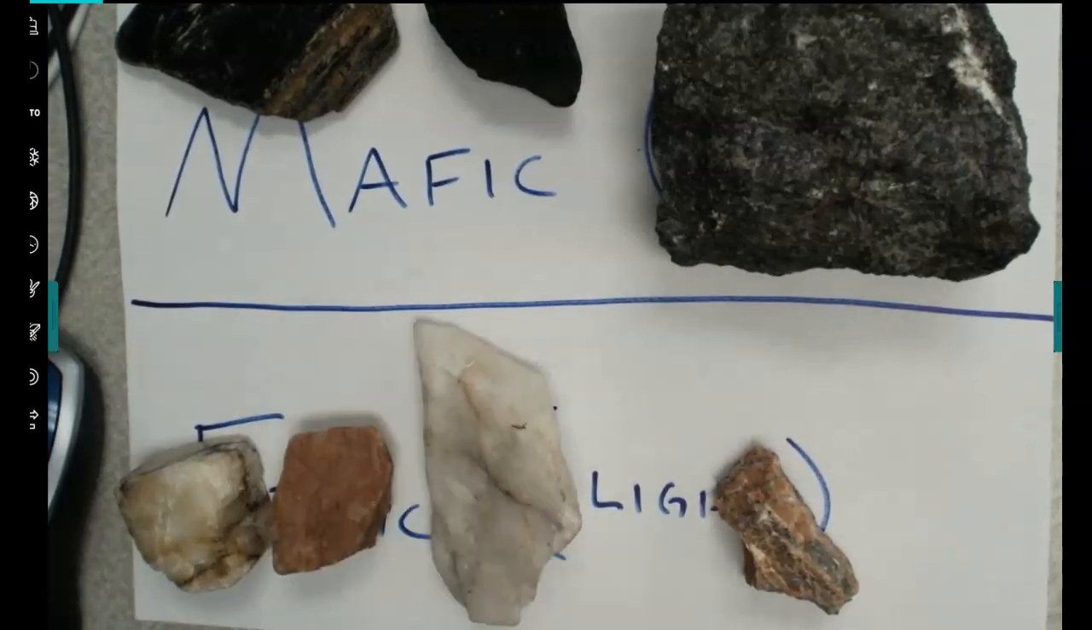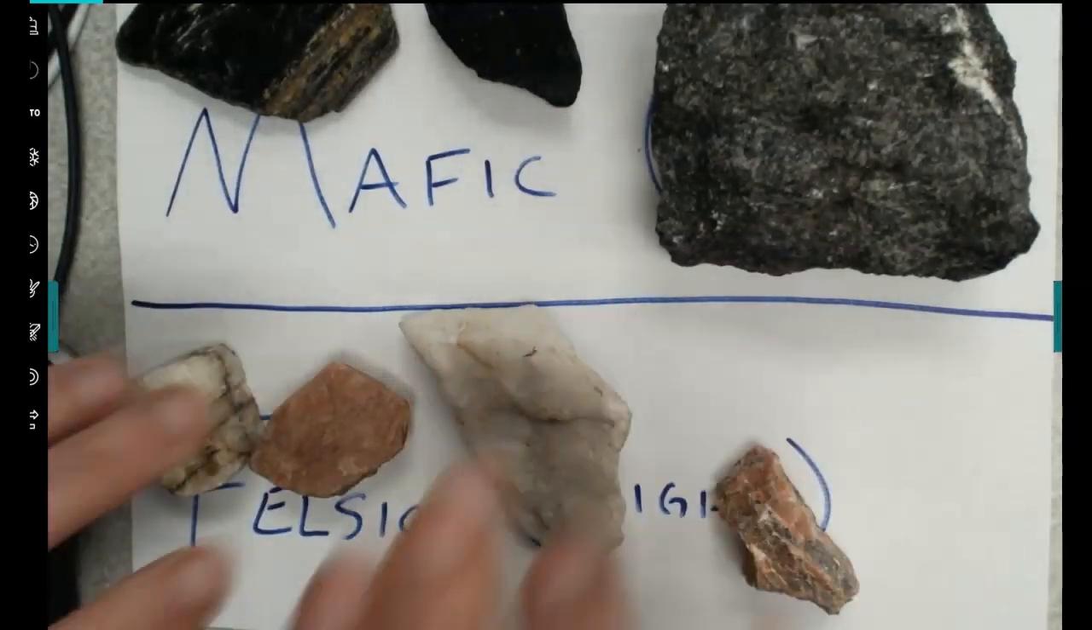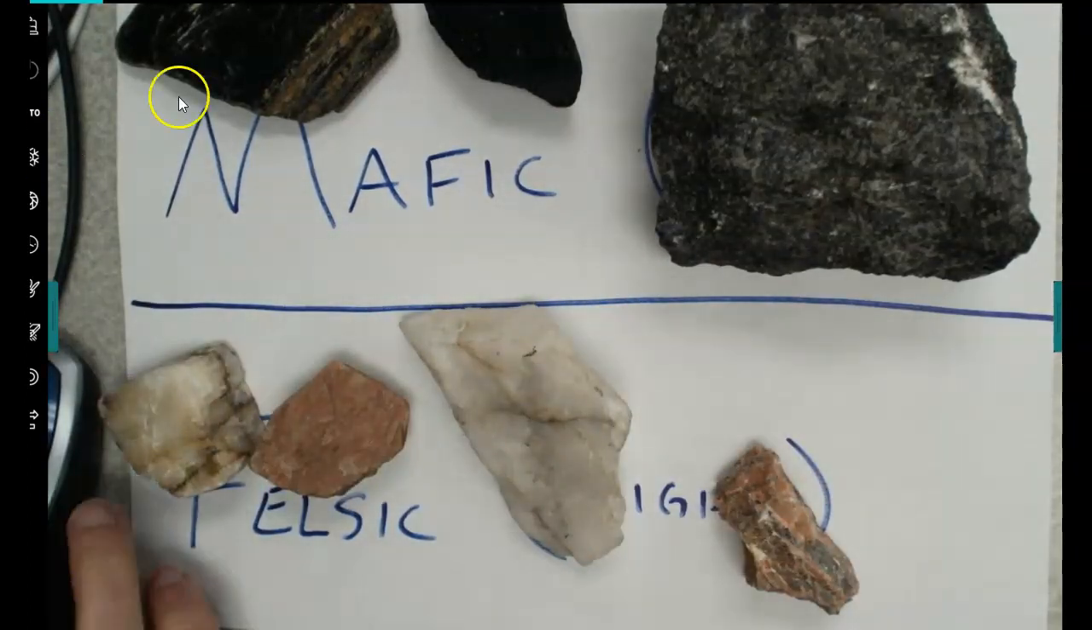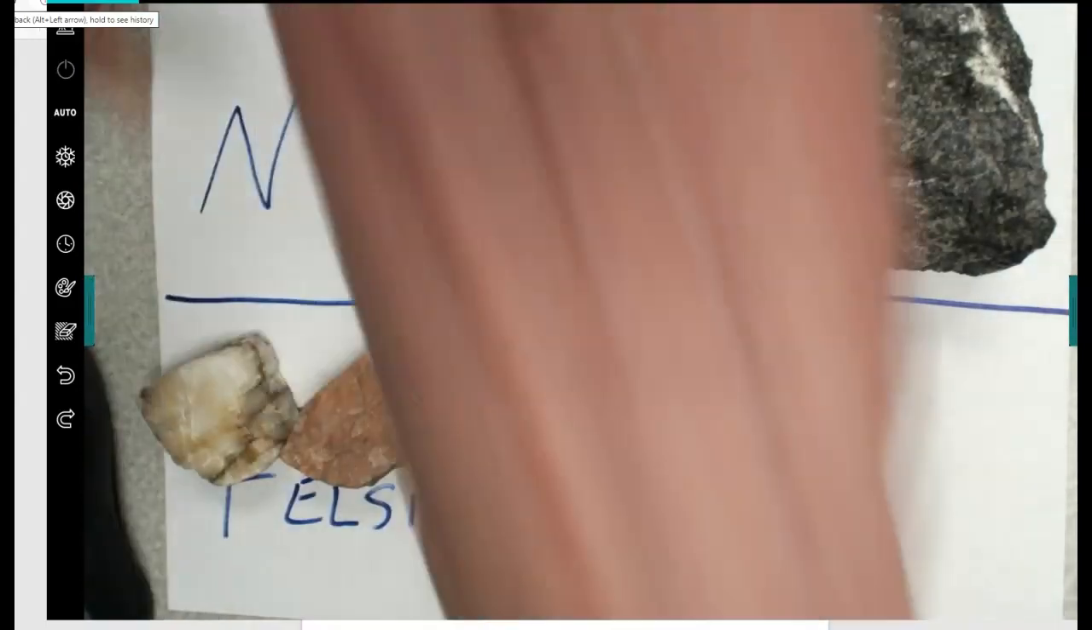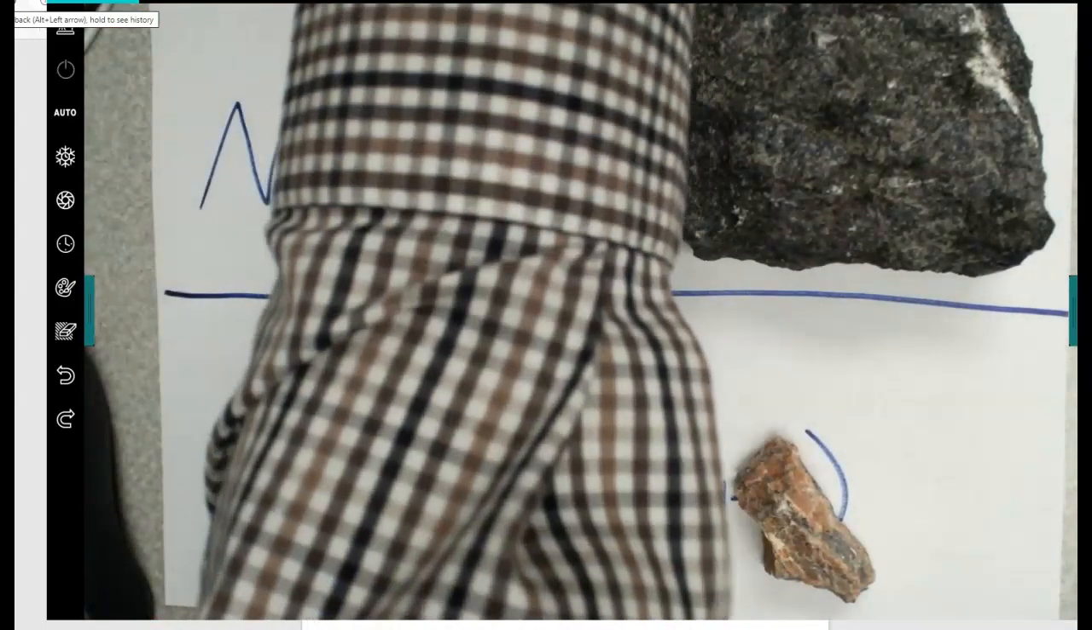Mafic rocks tend to have a lot of iron and magnesium. You don't have to write that down right now because it's in your reference table. I'll show you where in a different video. Felsic rocks tend to have a lot of silica and aluminum in them. So that's one way to classify it. We can say a rock is mafic or felsic based on the minerals that make those rocks up.